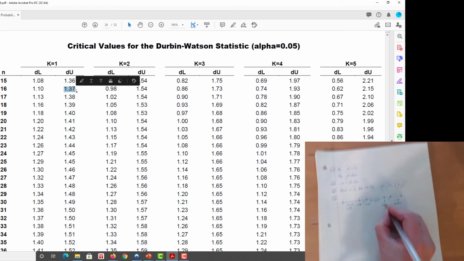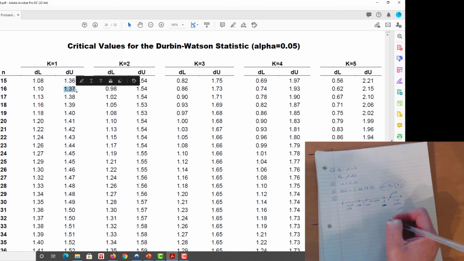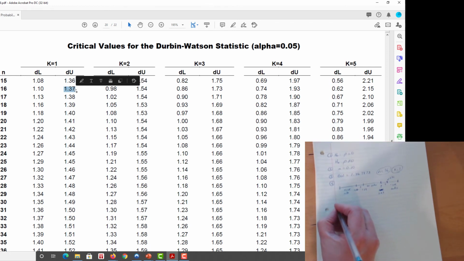oops, sorry, I got that mixed up. 4 minus 2.1, that's this one right here. Sorry, kind of messy here. 2.09. And then 4 minus 1.37, and in that case we get 2.63. Okay, so if you get all confused like me, we just follow the number line, smaller numbers to bigger numbers. So that's our step 4.